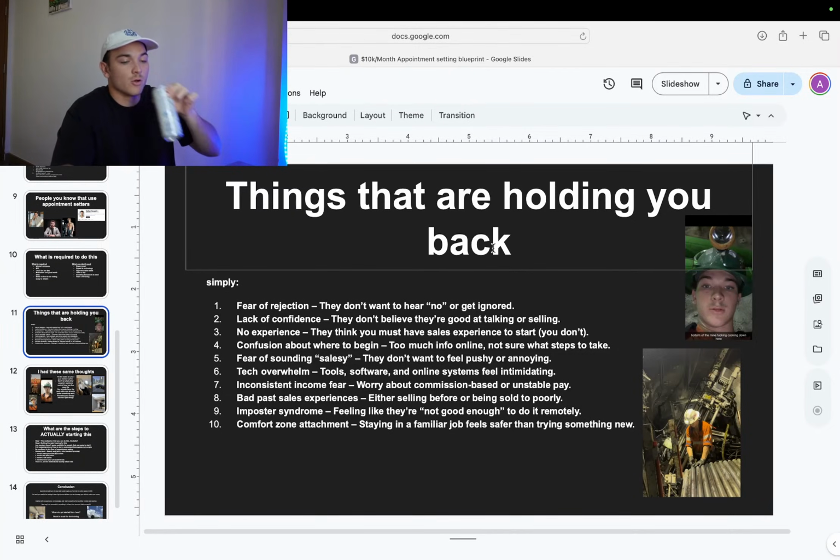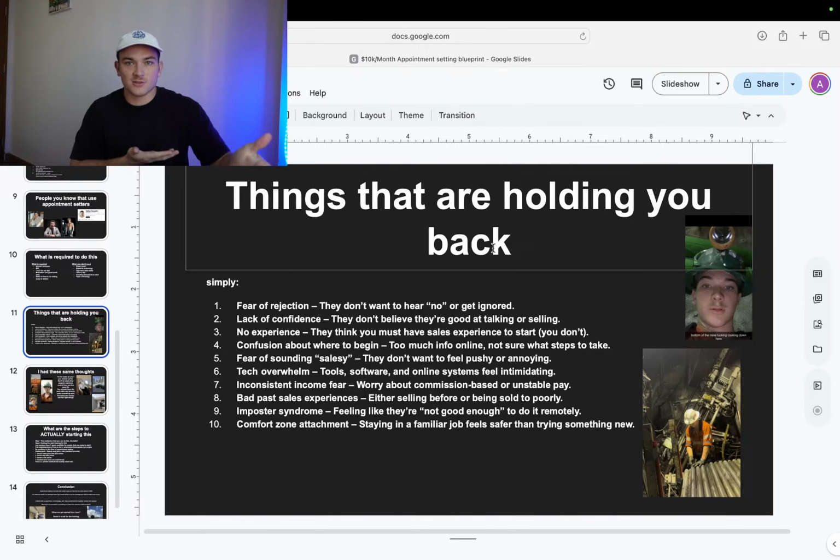Inconsistent income fear. So this is a big one with appointment setting if you're working commission based, is sometimes your income is not going to be fully consistent. But along with that, sometimes you can earn $1,000 in a day. Okay. This is why it's really good to have a salary and then have commissions so that you're going to get paid no matter what.